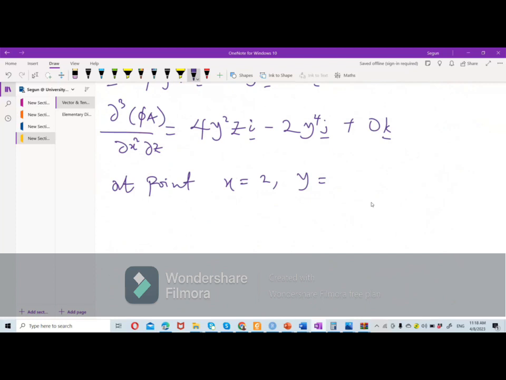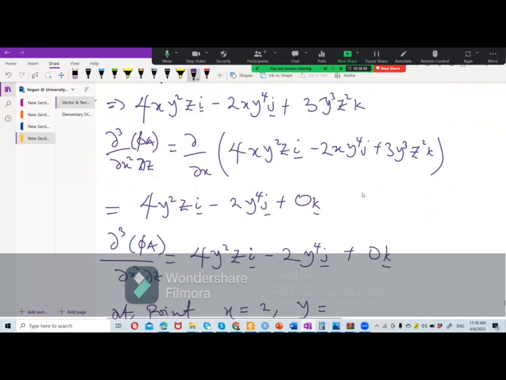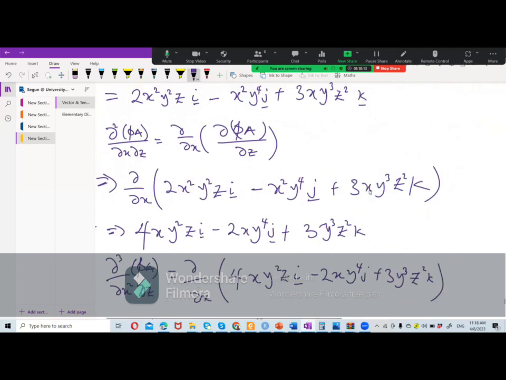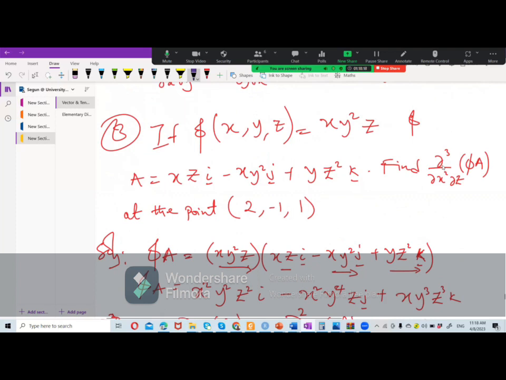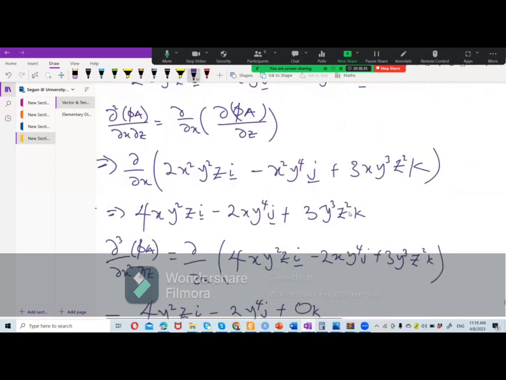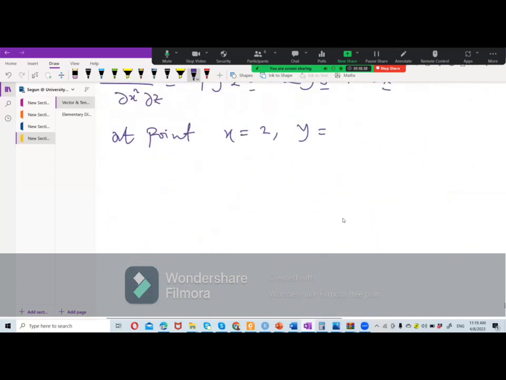Sir, why do we have to differentiate x twice? I think the first one was 4xy squared rather. And yes, we have to differentiate again. Look at the question here. The question says, find the cube of phi, that is the x squared, the z. Please read the question. I know you are used to just one point, but in this case it's different.